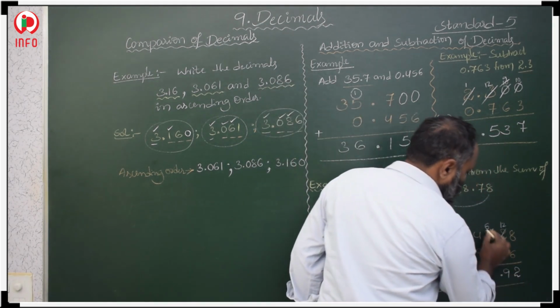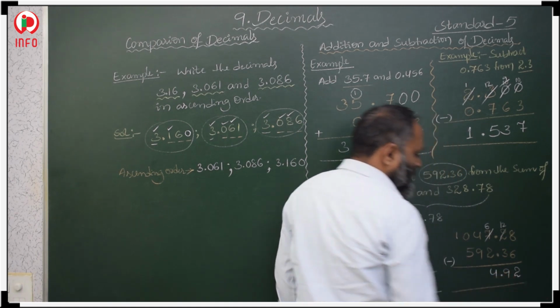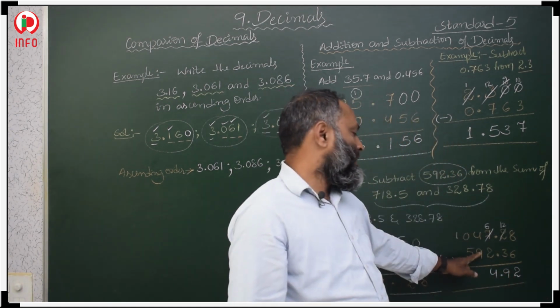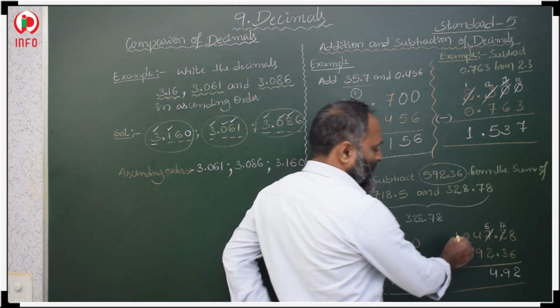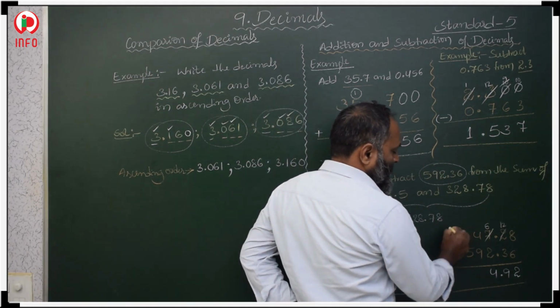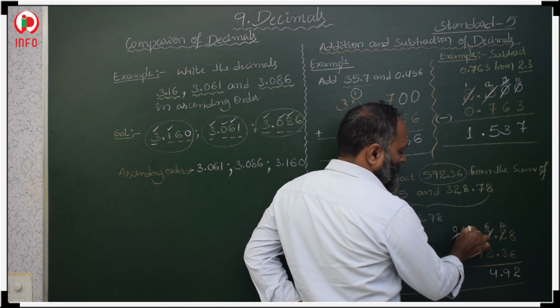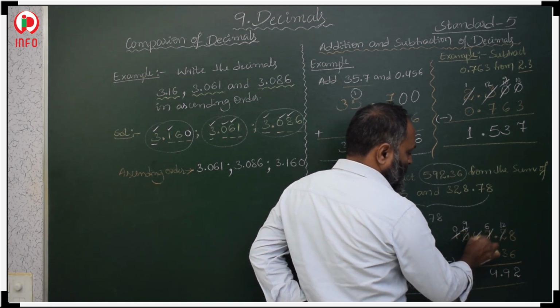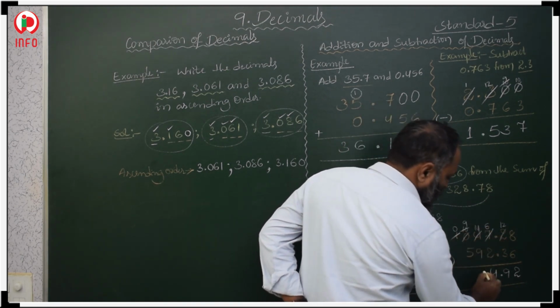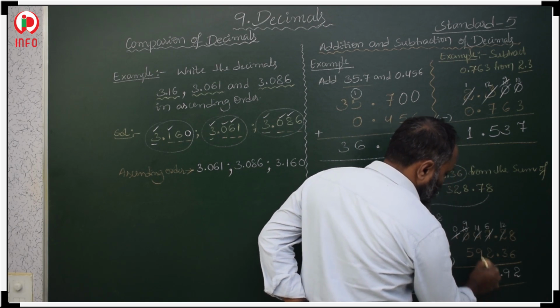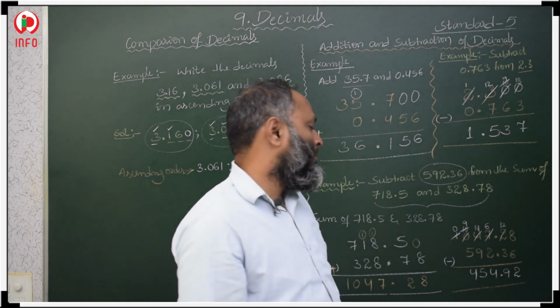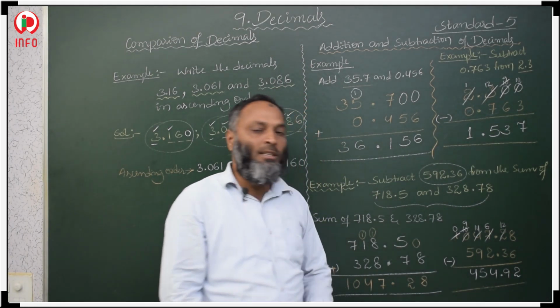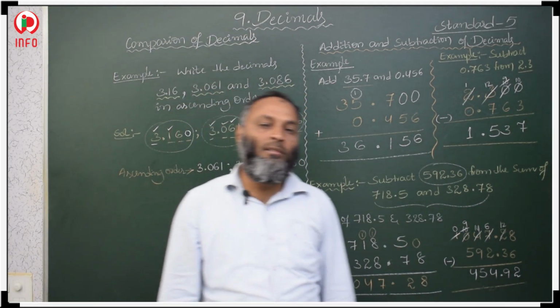Point. 6 minus 2, 4. And 4 minus 9, the number is smaller. So take borrow from here. It will decrease by 1, means 0. You will increase by 10. Again from here 9, here 14. 14 minus 9 is 5. 9 minus 5 is 4. 454.92. So this is the final answer. Okay.